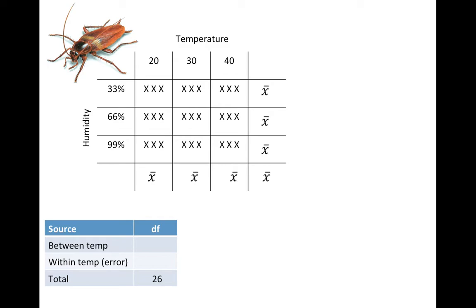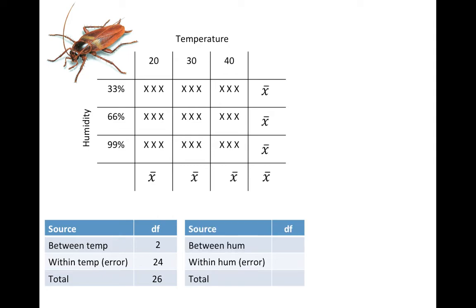We have 3 different temperatures. That is 2 degrees of freedom between temperature. And we have the degrees of freedom for within temperature, or the error component, a random variation. The between component and the within component have to sum up to the total, so we get 24 degrees of freedom here. And this would be a single factor ANOVA for the variable temperature. We could also do exactly the same for humidities. And of course, since the setup is completely symmetrical, we would get the same degrees of freedom here.